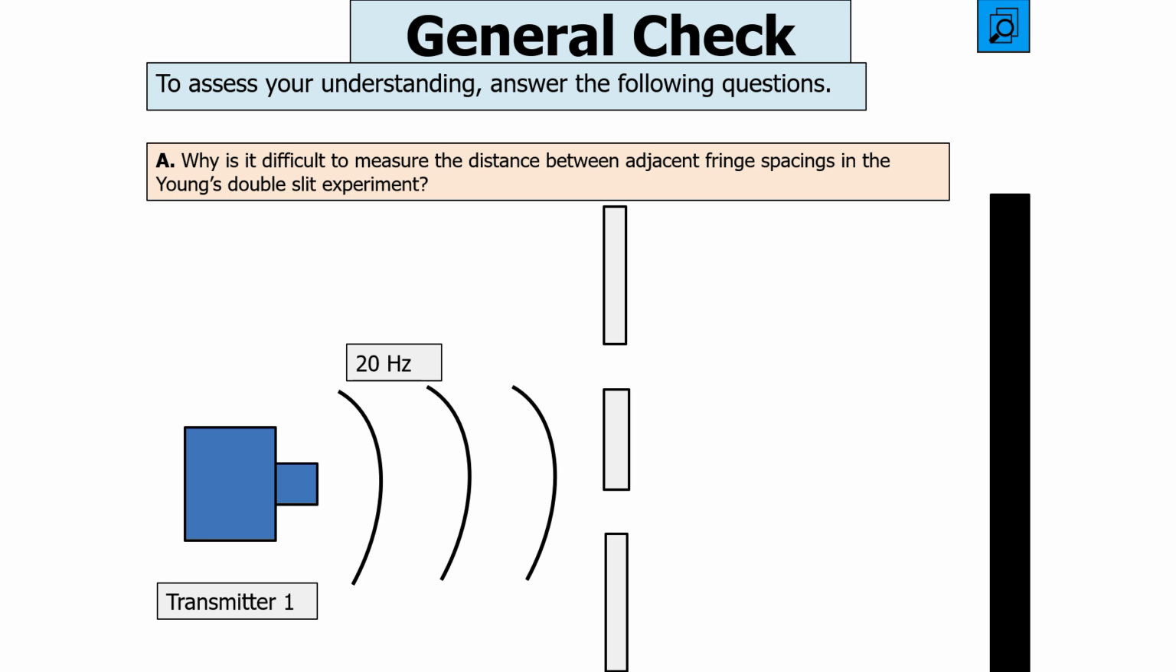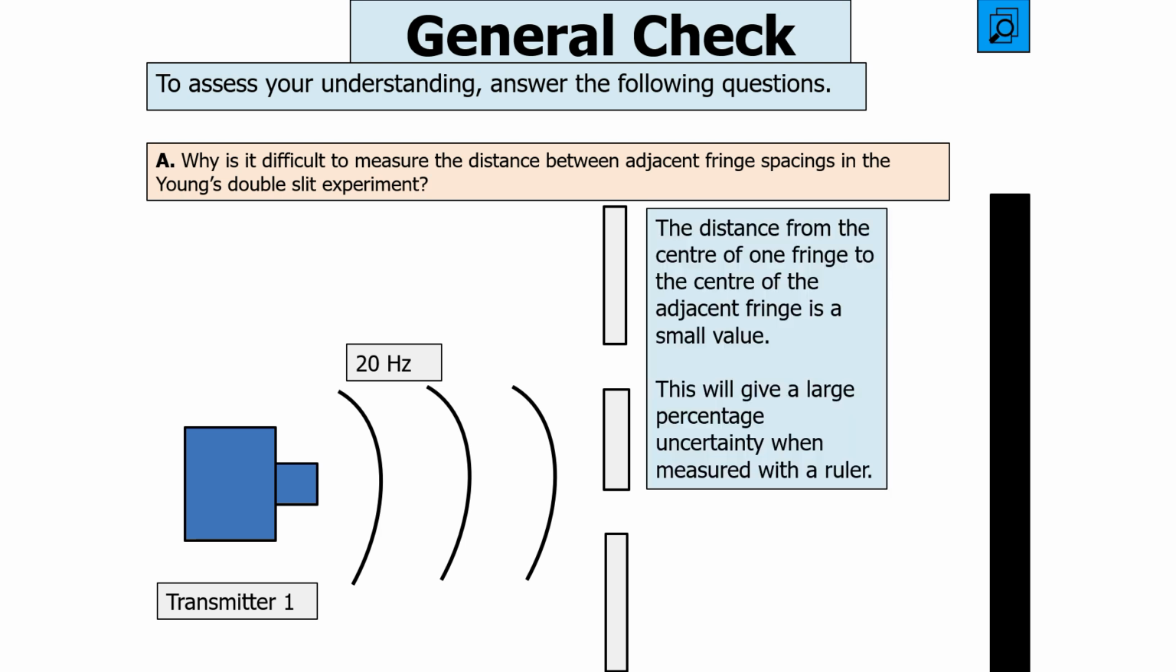Why is it difficult to measure the distance between adjacent fringes in the Young's double slit experiment? The distance from the centre of one fringe to the centre of the adjacent fringe will be a very small value, so this will give a large percentage uncertainty when this value is measured with a ruler.